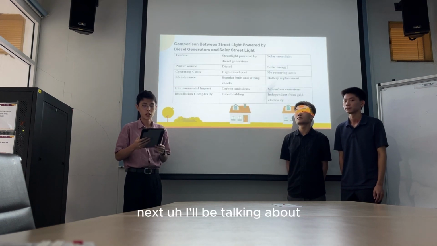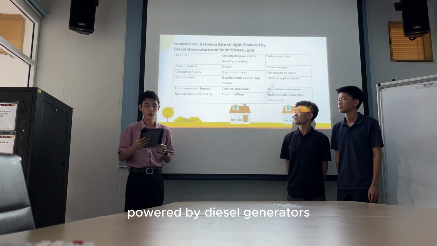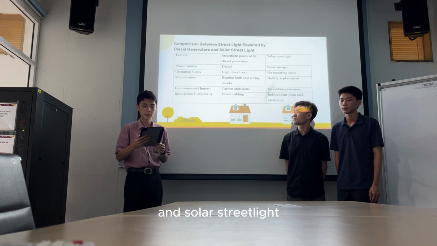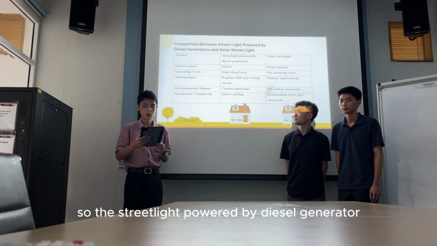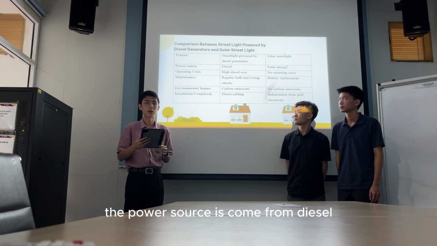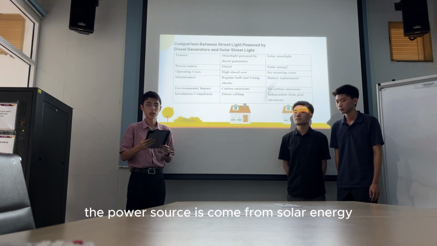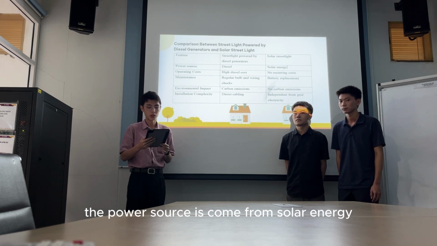Next, I will be talking about the comparison between streetlights powered by diesel generators and solar streetlights. For the streetlight powered by a diesel generator, the power source comes from diesel, while for the solar streetlight, the power source comes from solar energy.